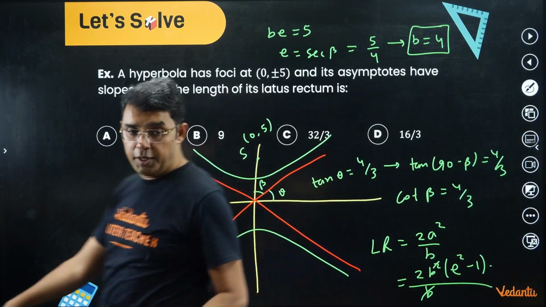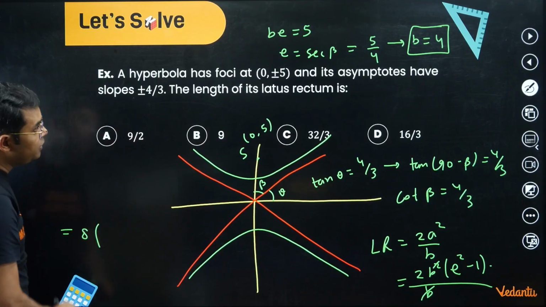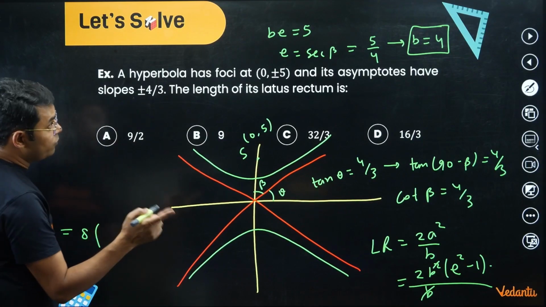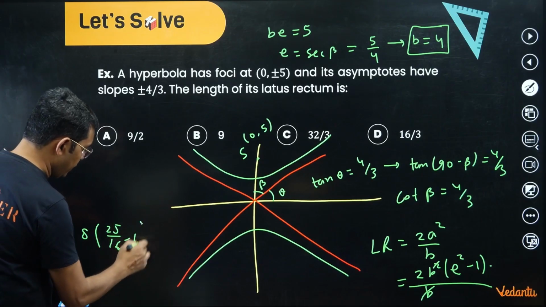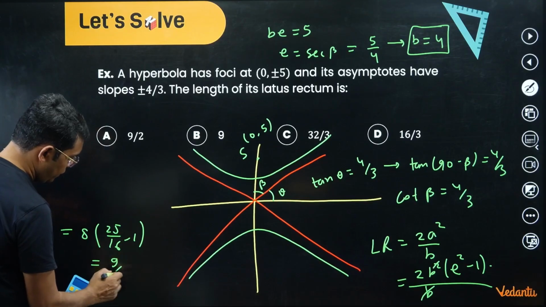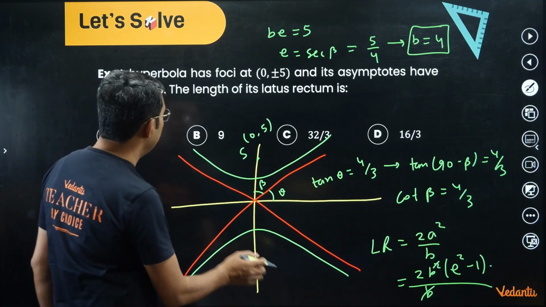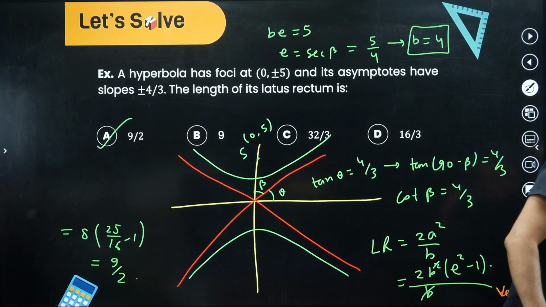Let me do this calculation here. So this will be 2 into b, that is 8, and e square is 5 by 4 squared, 25 by 16. So 25 by 16 minus 1. So this will become equal to 9 upon 2. Yeah, 9 upon 2 will be the answer of this question, that is A.